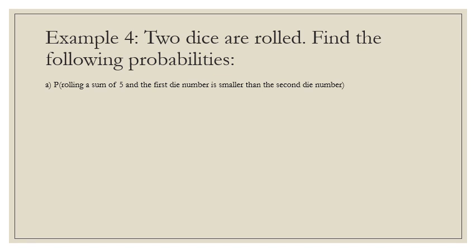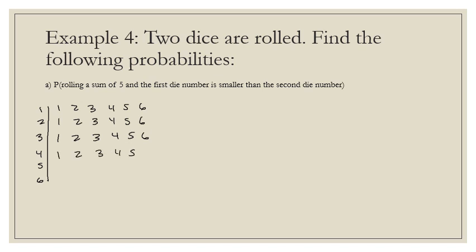Next one, 2 dice are rolled. Find the following probabilities. Probability of rolling a sum of 5, and the first die number is smaller than the second die number, okay? So this one is an and probability. So on this one, we're looking for both. So you use your dice sample set. Okay, and we want a sum of 5. And the first number is smaller than the second number. Okay, so we need both things. Remember, the and probabilities are a little bit easier to do. You don't need that formula.